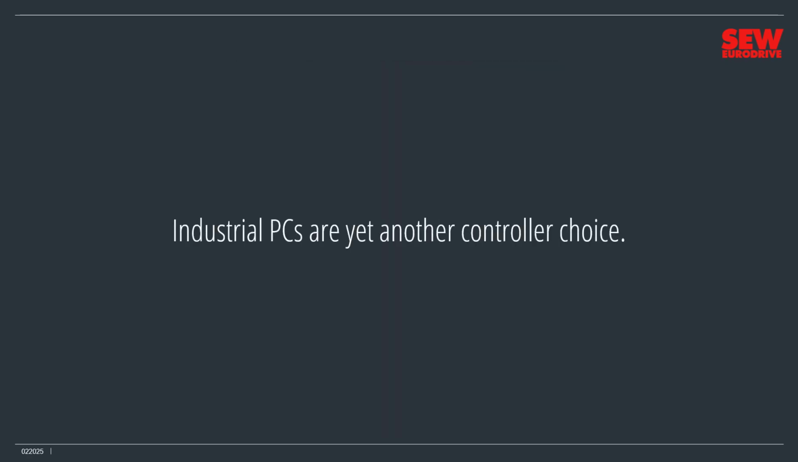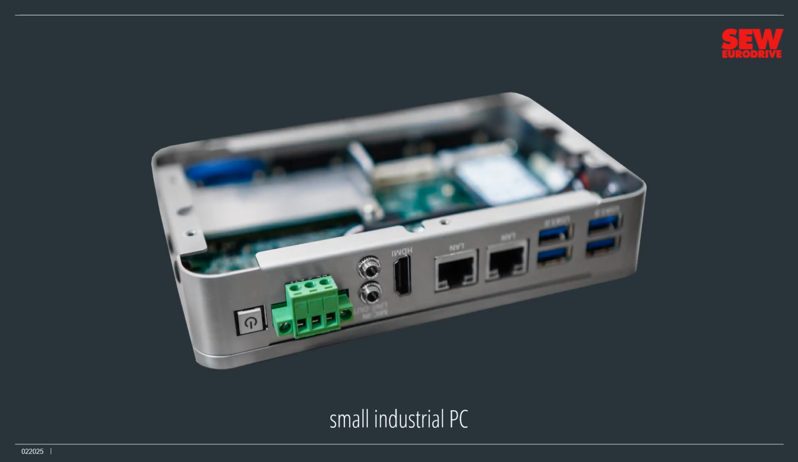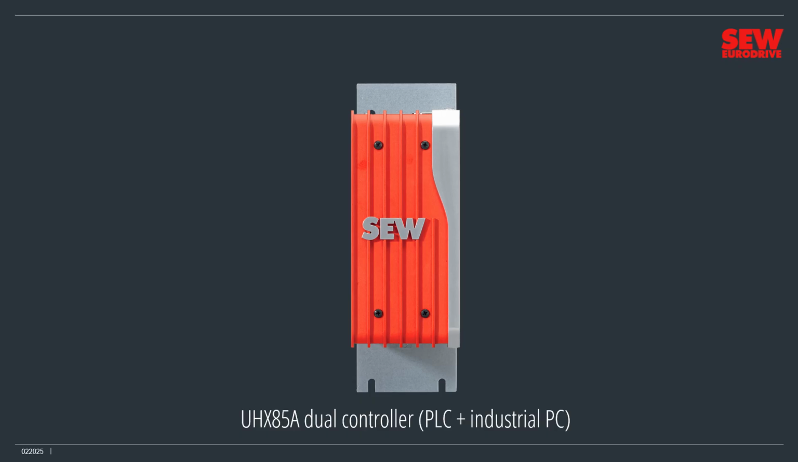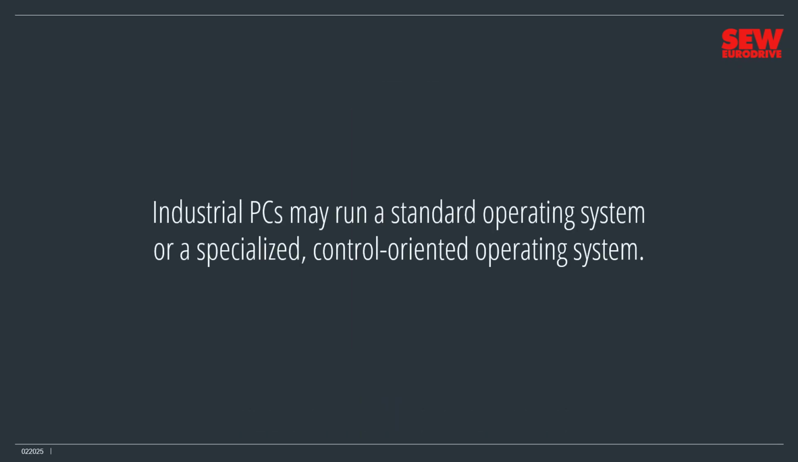Industrial PCs are yet another controller choice. They're industrially hardened so they can survive harsh environments. Most are much more compact than general-purpose PCs. Sometimes they're incorporated into a PLC-type controller, like SEW Eurodrive's UHX85A controller, which is actually two controllers in one. Industrial PCs may run a standard operating system like Windows or Linux, or a specialized control-oriented operating system. Specialized operating systems enable PCs to handle time-critical tasks reliably.